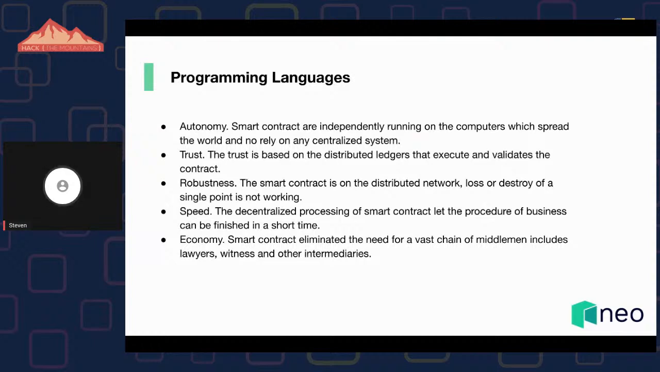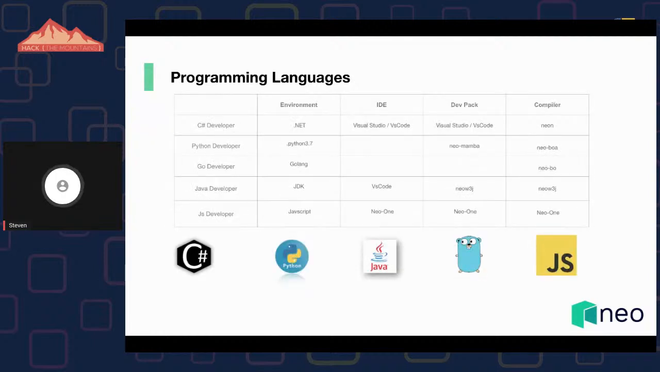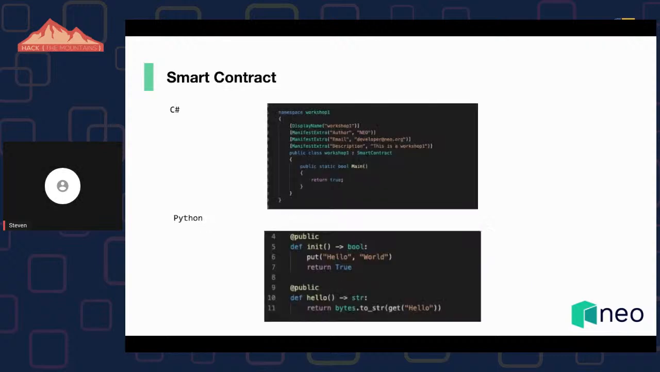And the smart contract is like autonomy, trust, robustness with high decentralization, and because it's decentralized, you also have economy, because you don't have to involve lawyers or other witness intermediaries. And in Neo, we support a lot of high-level programming languages like C Sharp, Python, Java, Golang, and JavaScript. All of these languages are supported in the Neo blockchain.